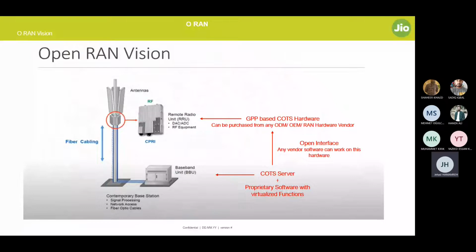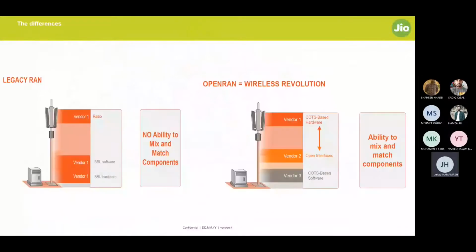So the main difference is in the following three points: the remote radio unit, the radio, the baseband unit, and in terms of software and hardware. If you look at the left-hand side of this slide, the contemporary RAN is this. You have vendor 1 that provides the radio, the same vendor that provides the baseband software, and the same vendor that provides the baseband unit hardware. So as you can see, there is no ability to mix and match different components from different vendors in the legacy RAN approach.